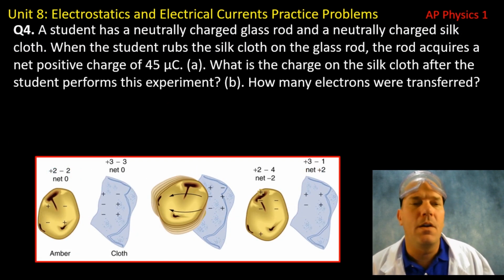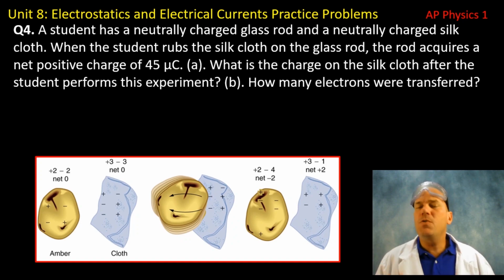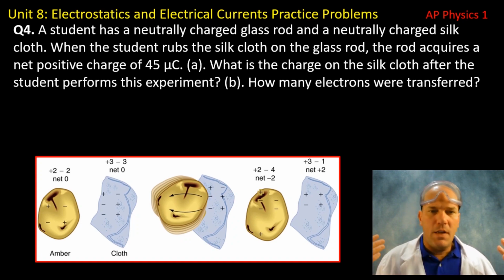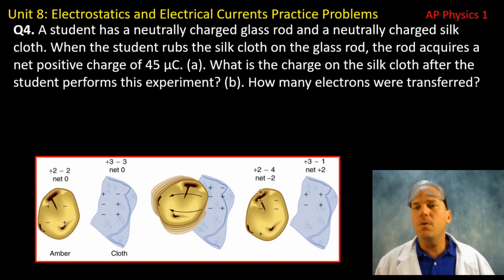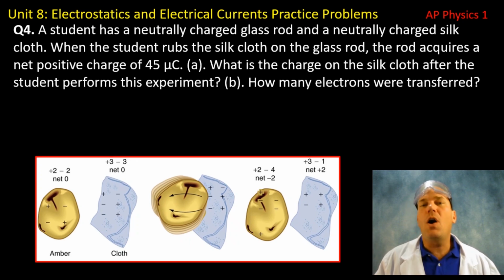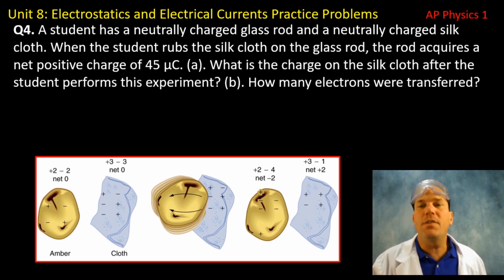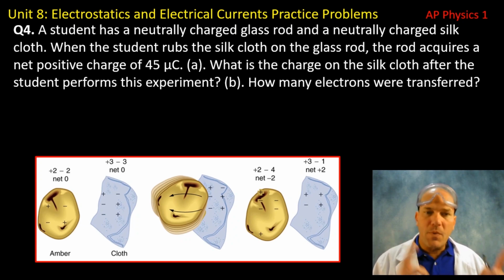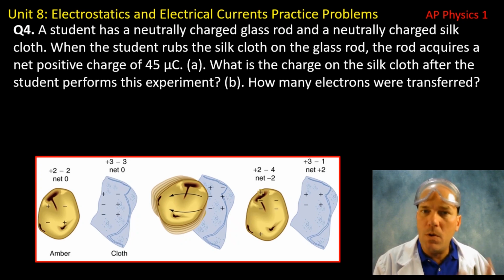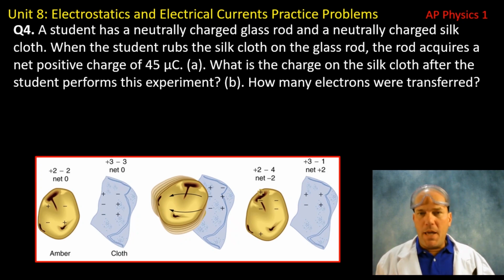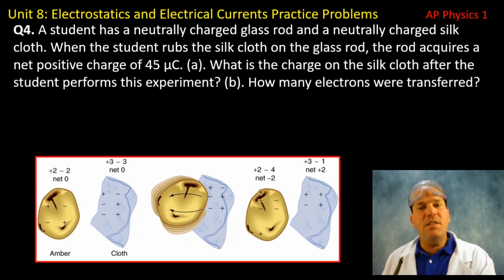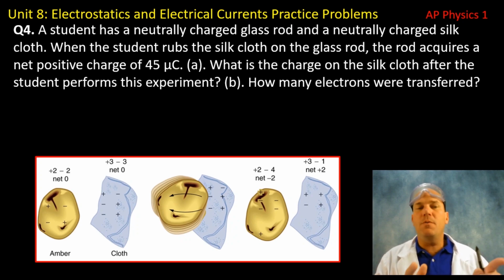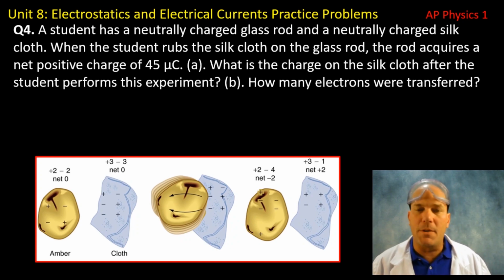Question 4 here. We have a neutrally charged glass rod and a neutral silk cloth. When the student rubs the silk cloth onto the glass rod, the rod acquires a net positive charge of 45 microcoulombs. Part A, what is the charge on the silk cloth after the student performs this experiment?